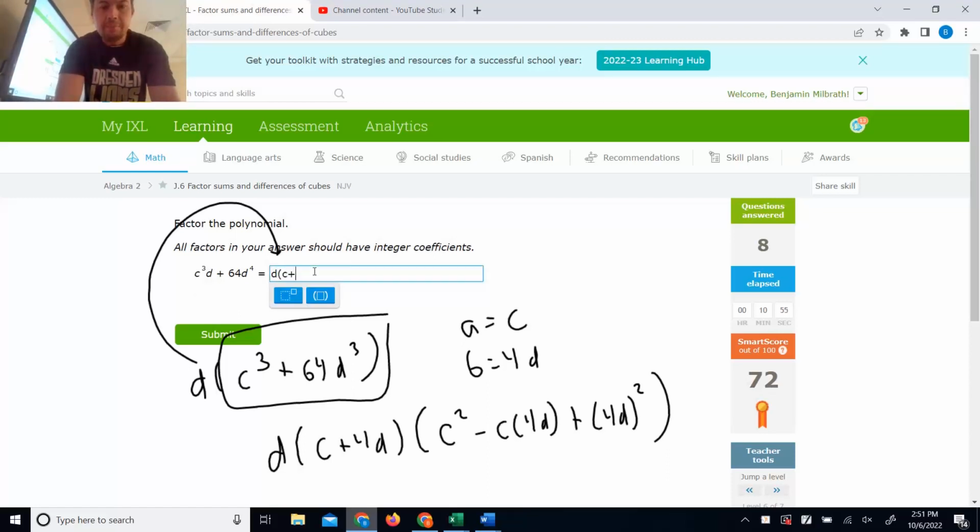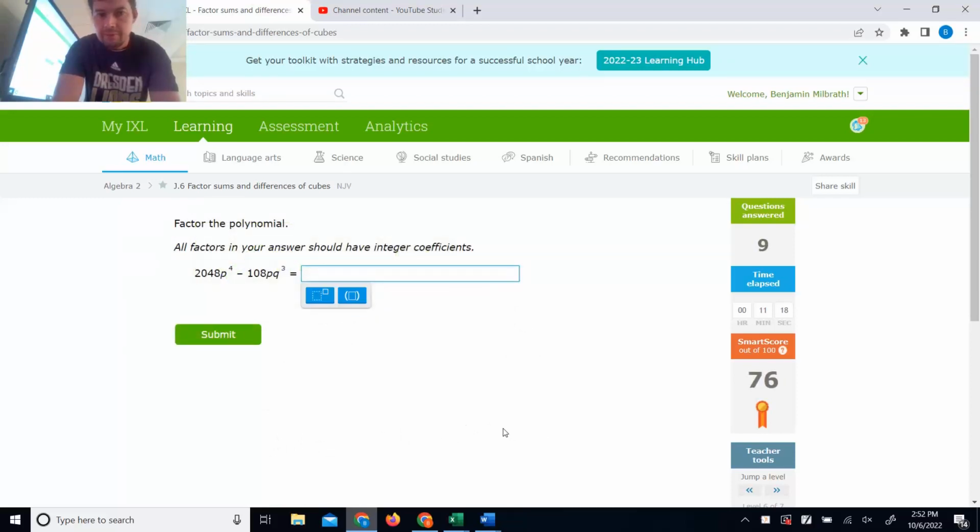D times c plus 4d, c squared, it's just c squared, can't do anything with that. Minus c times 4d, which would probably be written 4cd, alphabetical order, just looks better. If you take a 4 and square it, you get a 16. You take a d and square it, you get d to the second power. And the symbols I used were plus, minus, plus. That's correct for a sum of two cubes. And I know what I'm doing.